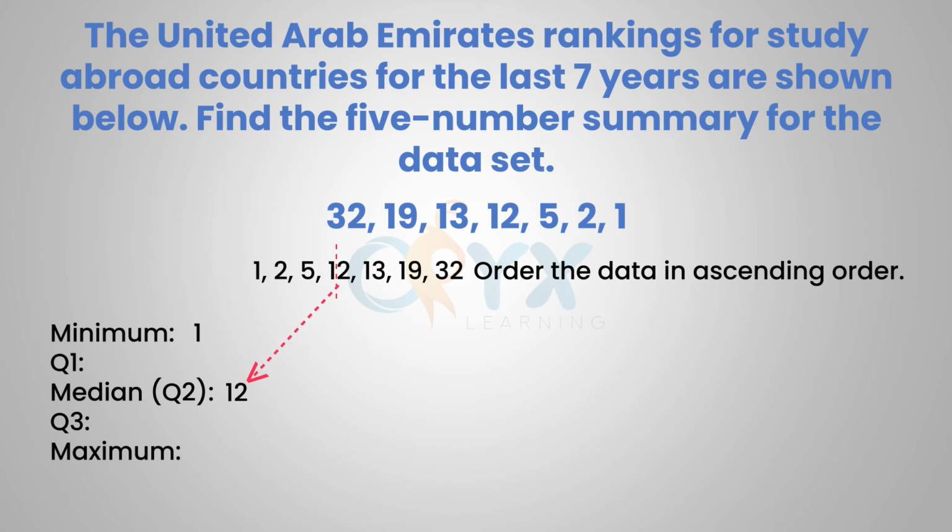The Q1 is 2, as there are 3 values in the first half of the data, 1, 2, and 5, in which 2 is the middle number. The Q3, or the third quartile, is 19, as there are also 3 numbers in the upper half of the data, which is 13, 19, and 32, and the median of those 3 numbers is 19. And the maximum, the highest value, is 32. So our 5-number summary would be 1, 2, 12, 19, and 32.